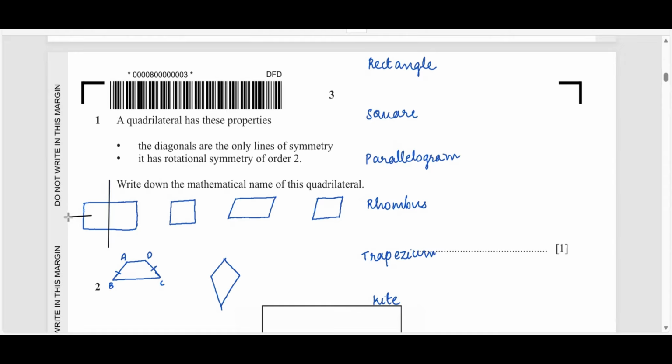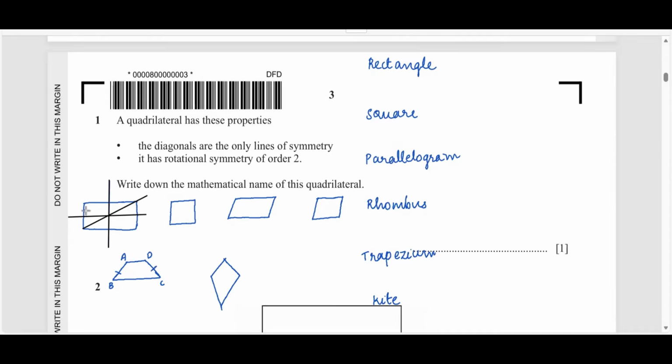Now, if we draw a horizontal line here for a rectangle, this horizontal line divides the rectangle into two equal parts, that is top and bottom. So, horizontal line is also a line of symmetry here. Now, if we draw a diagonal here, this diagonal is not a line of symmetry. This is a common misconception. Students tend to write this diagonal also as a line of symmetry, but diagonal is not a line of symmetry for a rectangle.